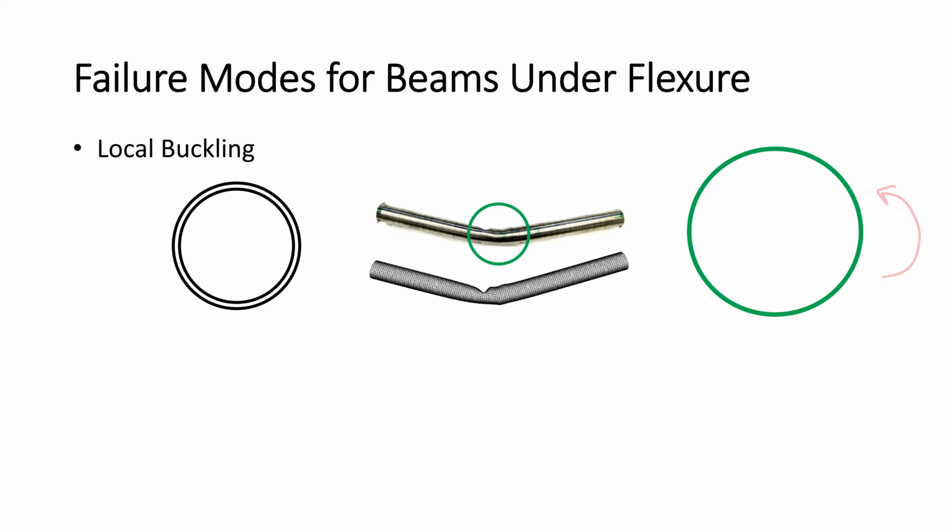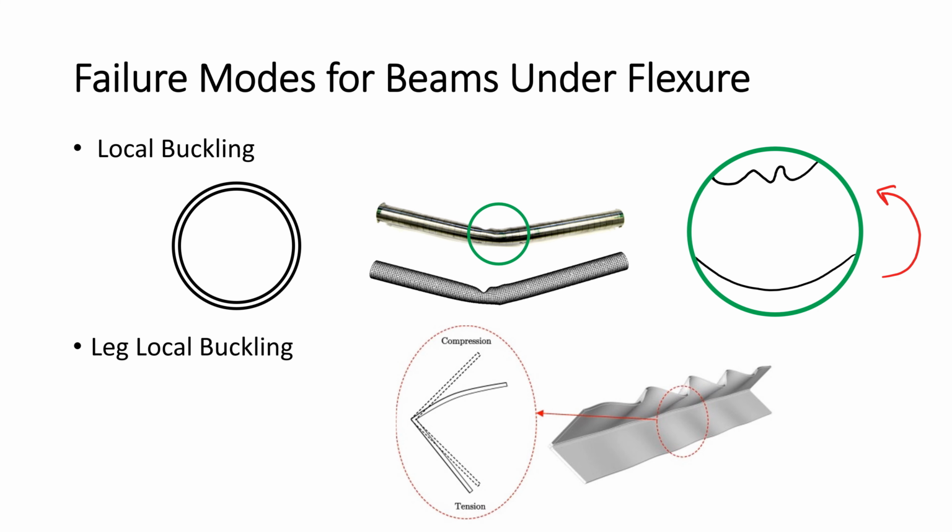First, the pipe is straight, but then as the moment is applied, the compression side buckles. This is most likely to happen when the wall thickness of the hollow section is really small compared to its diameter. Leg local buckling is a very similar phenomenon that happens in single angles, where the compression side buckles because the thickness of the leg is small relative to its width.